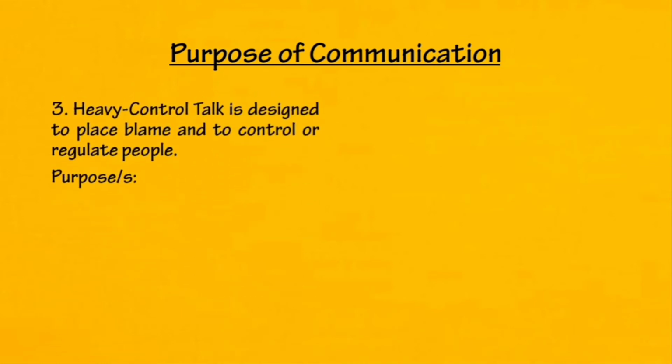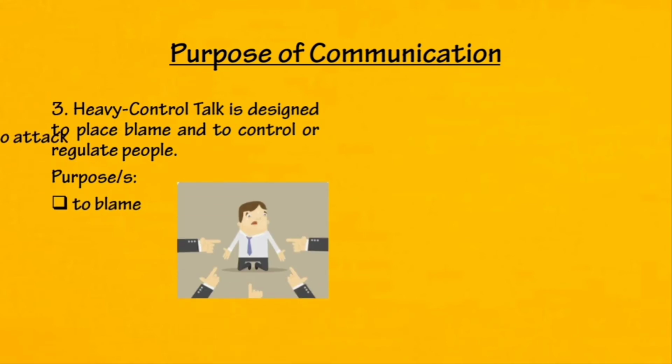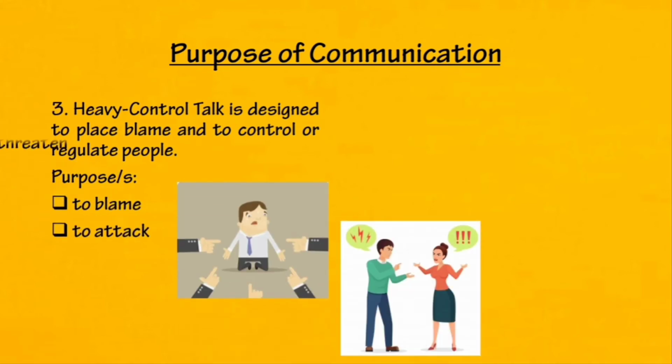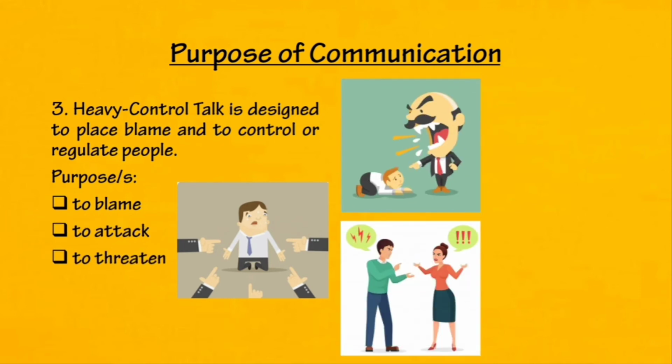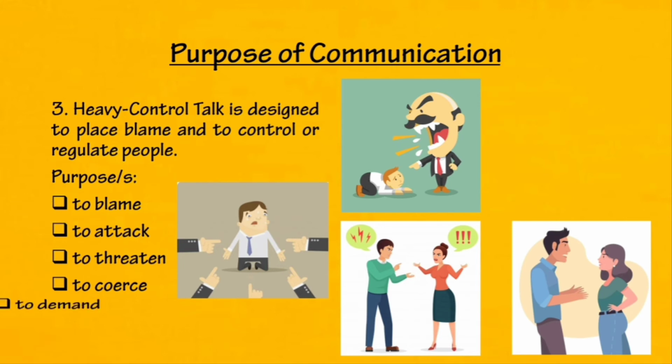Third, we have the heavy control talk. Heavy control talk is designed to place blame or to control or regulate people. This creates defensiveness on the part of the receiver and is rarely, if ever, appropriate. Its main purposes are to blame, to attack, to threaten, to coerce or to force persuasion, and to demand.